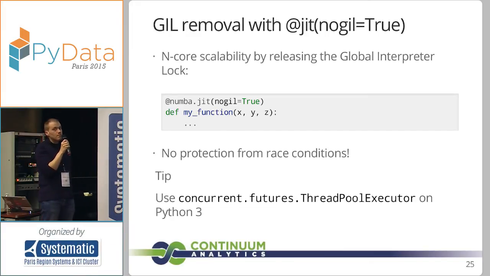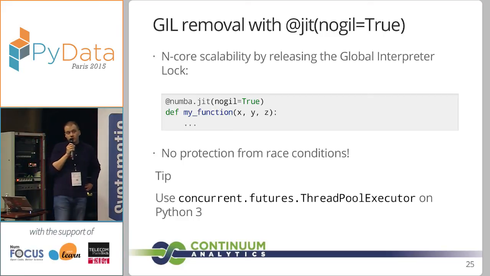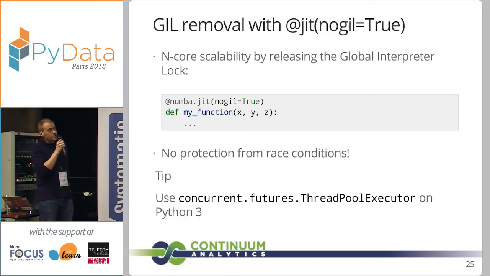So you get multi-core parallelism. You can, for example, schedule that function on 4 threads and get 4 times the performance. But of course, you get no protection from race conditions. When you use that option, you are basically in the same situation as a C or C++ developer who runs multiple threads at the same time. So you have to think about data access and so on.